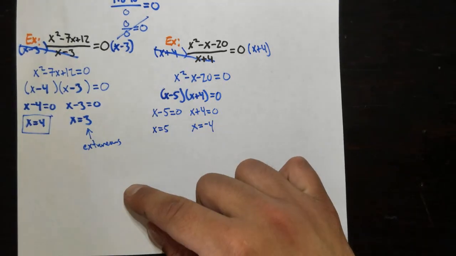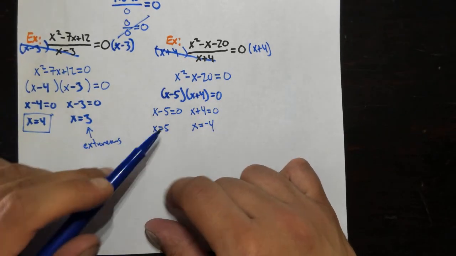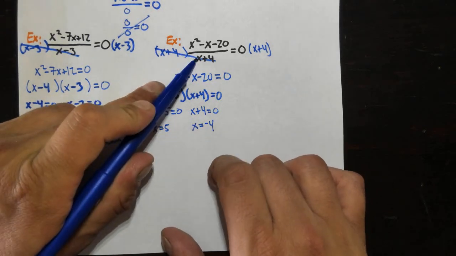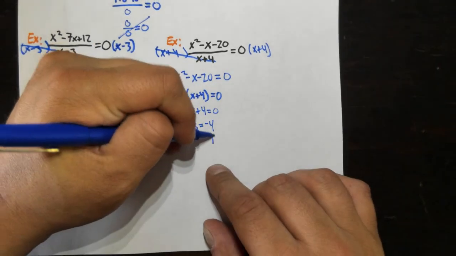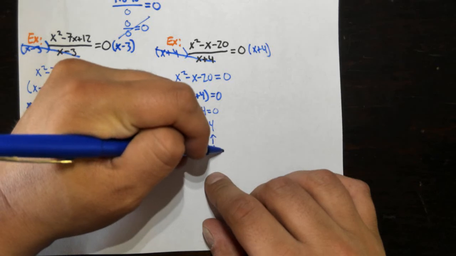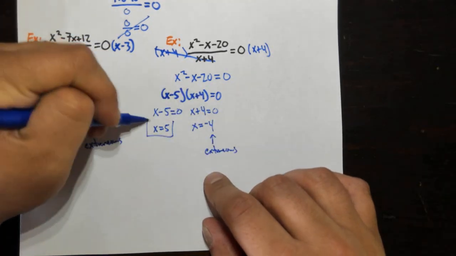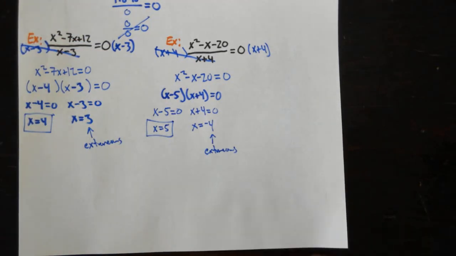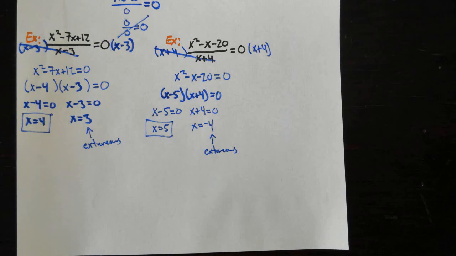And then checking for the extraneous solutions, we see if we plug in negative 4 for x, we get 0 on the bottom. So this is extraneous, and 5 is our answer here. So when doing these, we'll always have a real answer, and then we'll have an extraneous answer.